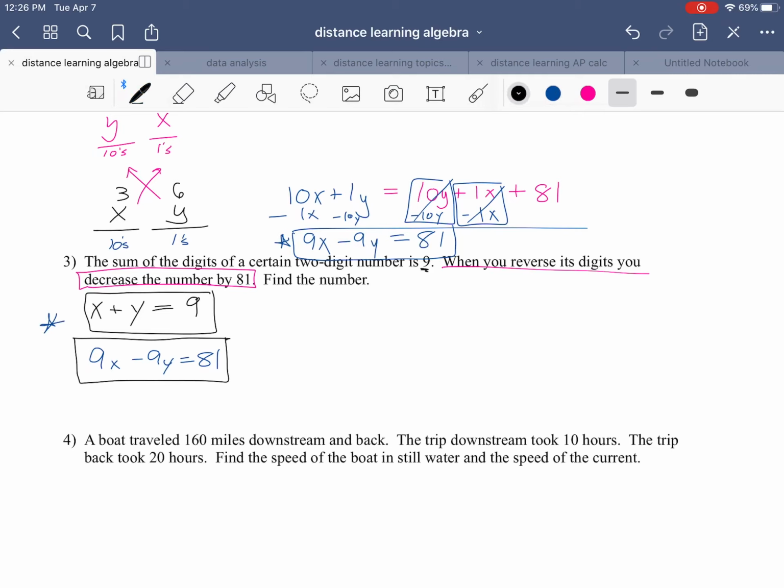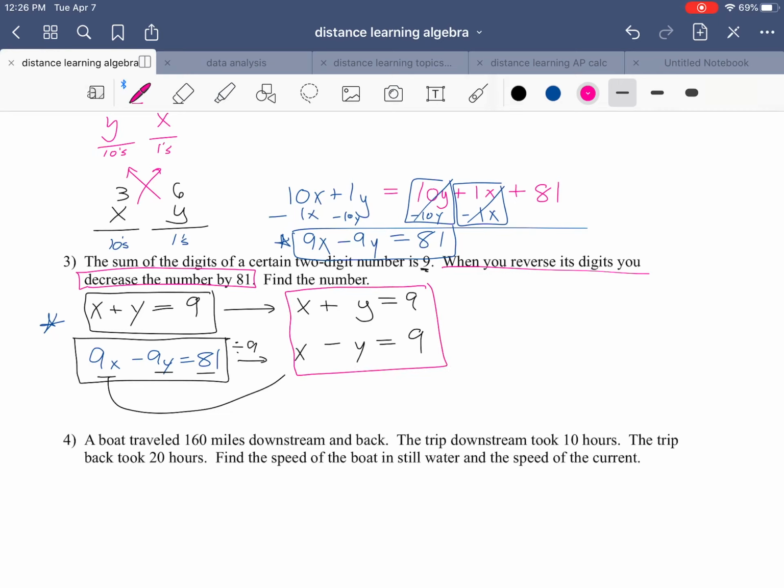And once I have my system, I could solve it any way I choose. Now, with this type of problem, instead of multiplying the top equation, I notice that the bottom equation is divisible by 9. So I'm going to divide everything by 9 in the bottom equation. I'm going to keep the top equation exactly the way it is. And if I divide this by 9, I get x minus y equals 9.